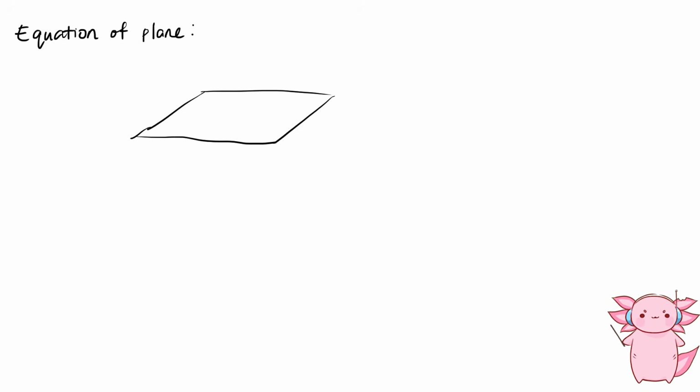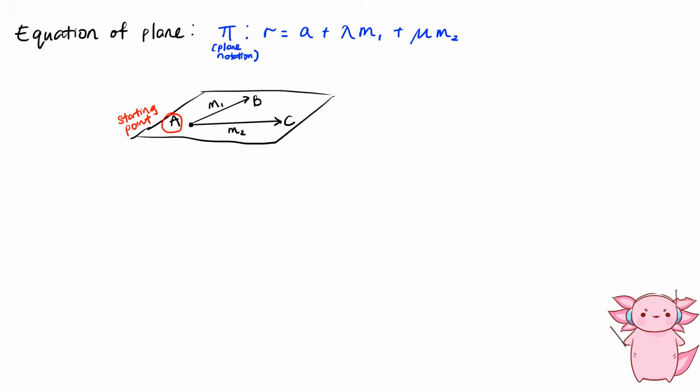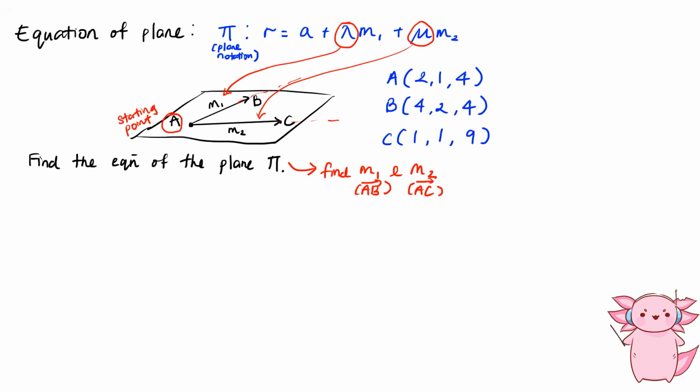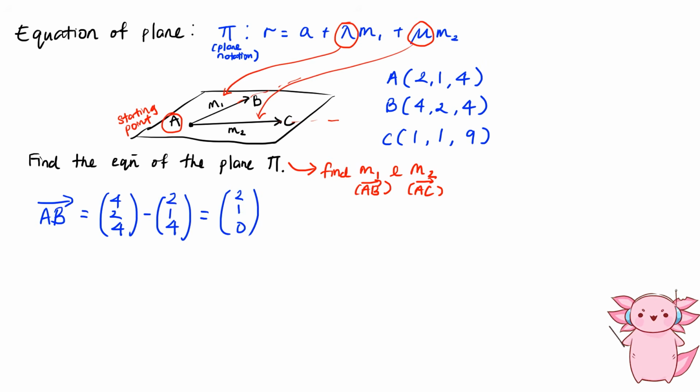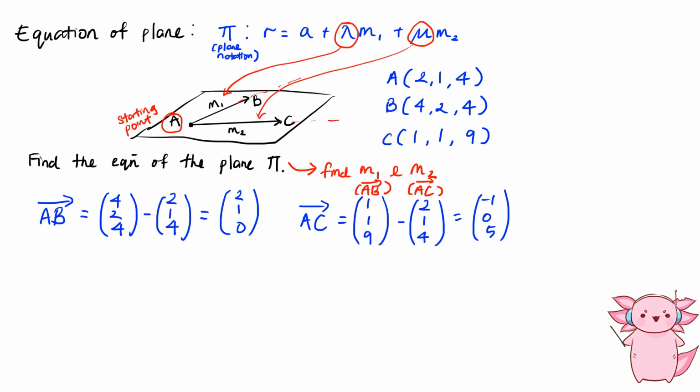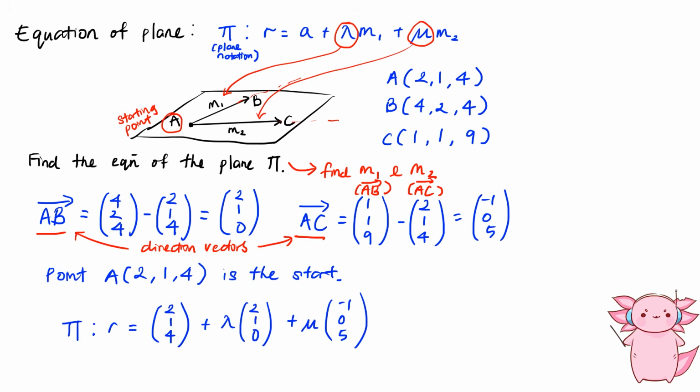The equation of a plane requires two lines from some starting point A where each of its direction vectors are m1 and m2. Again, lambda and mu are the parameters controlling how long each of these vectors are. So let's try to find the vector AB, which is 2, 1, 0, and AC, which is -1, 0, 5, which are our two direction vectors. And since point A is the starting point, we have our plane equation over here.